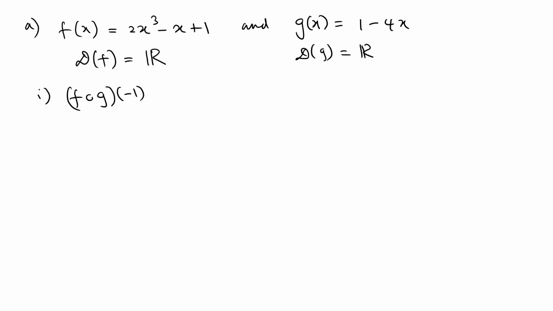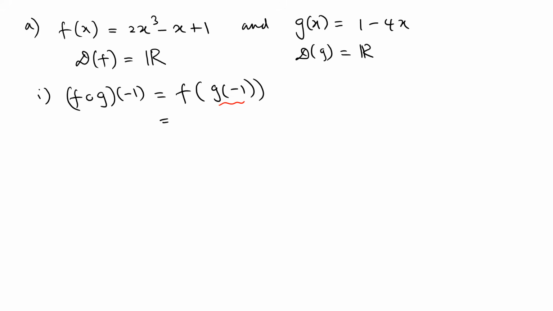Then we go to the first one, asking what is f circle g at negative 1. If you look at the definition, this means f of g of negative 1. We're going to find g of negative 1 first. That means go to the g function and plug in negative 1, and you can see that you get 5.